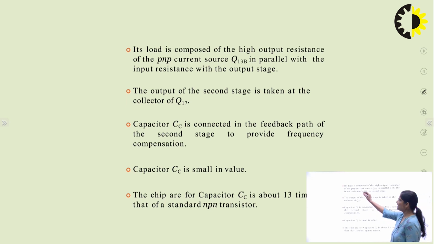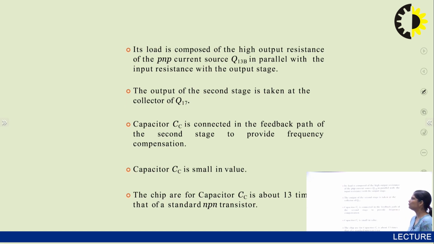Now its load is composed of the high output resistance of the PNP current source Q13B in parallel with the input resistance of the output stage. The output of the second stage is taken at the collector of Q17.